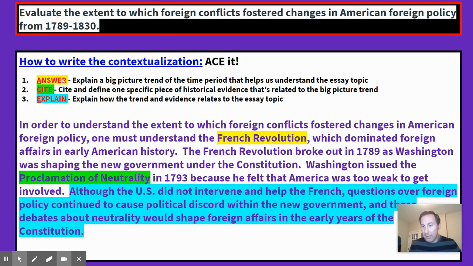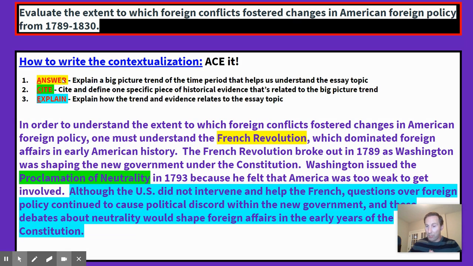Now, the French Revolution, I'm going to explain it, and I'm going to illustrate it with a citation, dominated foreign affairs in early American history. The French Revolution broke out in 1789 as Washington was shaping the new government under the Constitution. Washington issued the Proclamation of Neutrality in 1793 because he felt that America was too weak to get involved. So there's my citation: the Proclamation of Neutrality. That was America's response to the French Revolution.